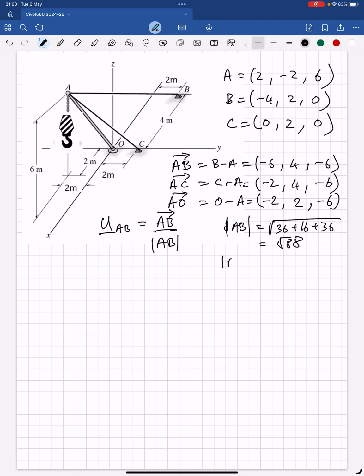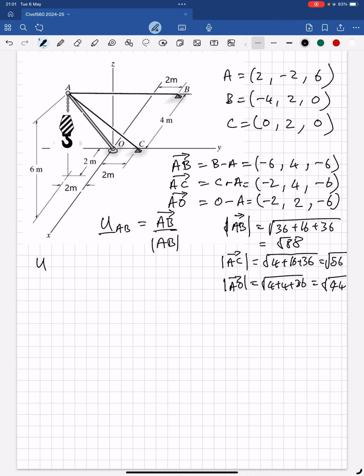The magnitude of AC is equal to the square root of 4 plus 16 plus 36, which equals root 56. The magnitude of AO is equal to the square root of 4 plus 4 plus 36, which equals root 44. So we can now write our unit vectors.